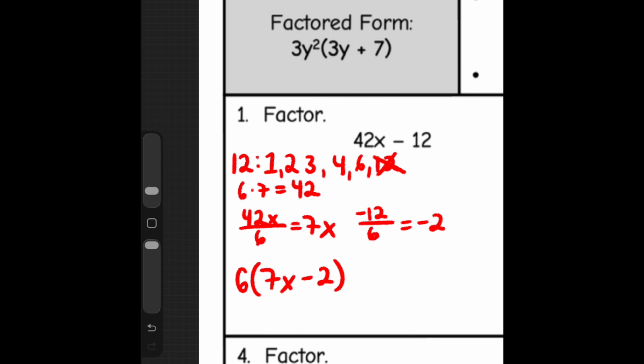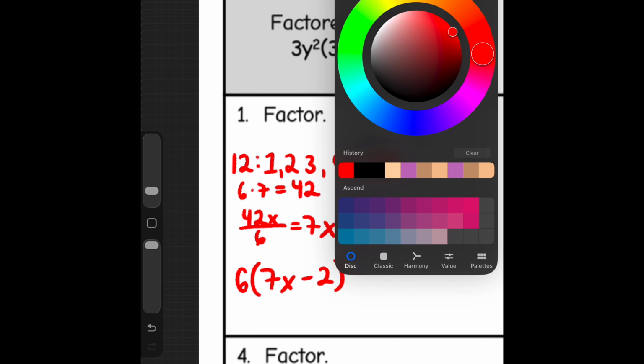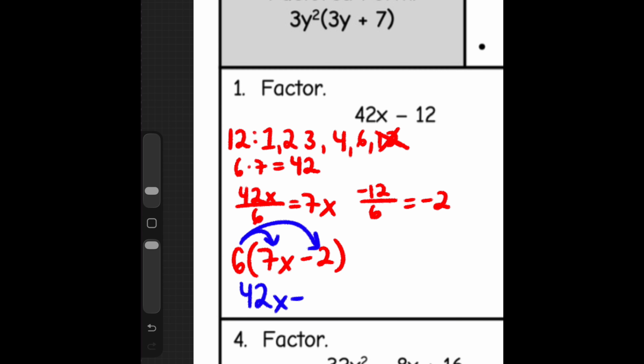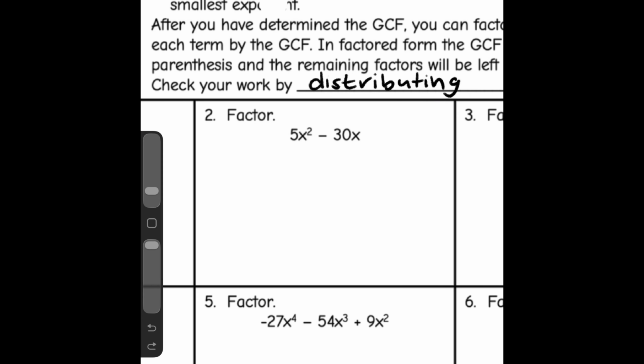And then in order to check it, let me get a new color. I think I'm going to use a nice blue. In order to check it, we're just going to distribute. So 6 times 7 is 42. We have the x, we're just going to add it at the end. 6 times negative 2 is negative 12. Is that the same as what we started with? Yes. So we know that answer is correct.